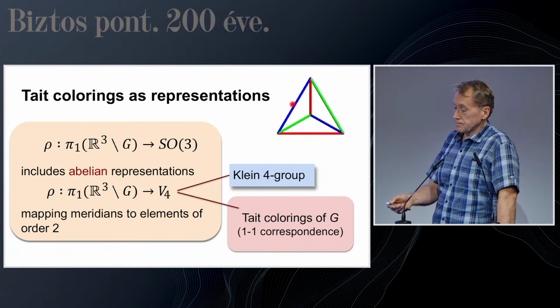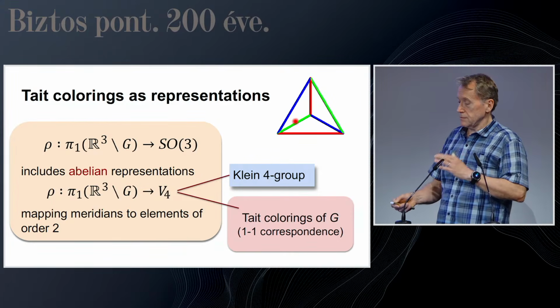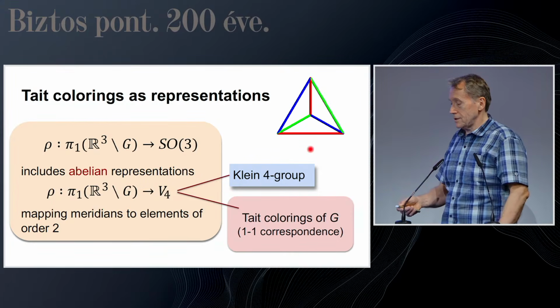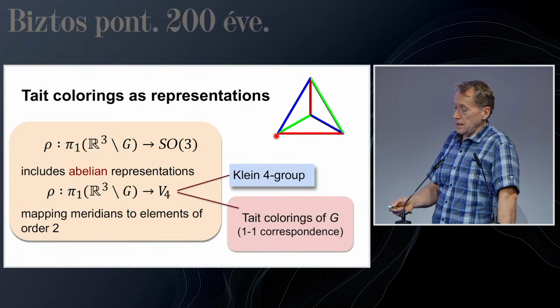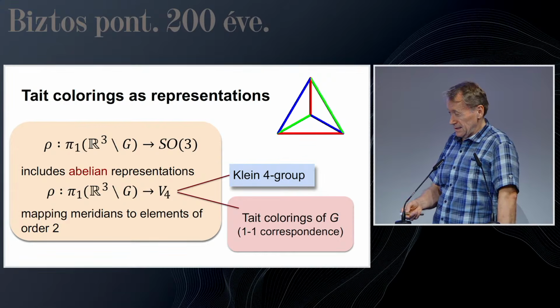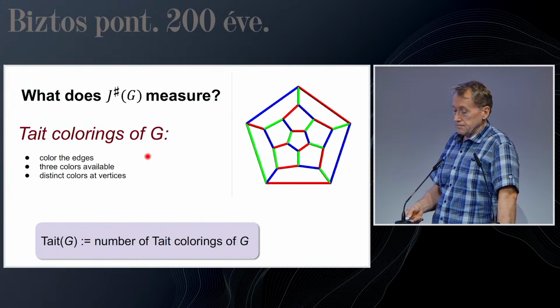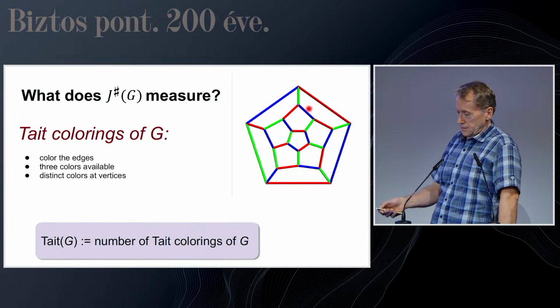And so I can think of an abelian representation as defining a 3-coloring of the graph. I think of the 3 colors as corresponding to the 3 non-trivial elements of Z2 times Z2, and then I have to have that their product is 1. That means they must be different at every vertex. That's a Tait coloring. So the Tait colorings, here's a Tait coloring of the one-skeleton of a dodecahedron.